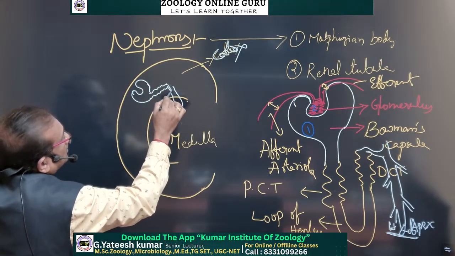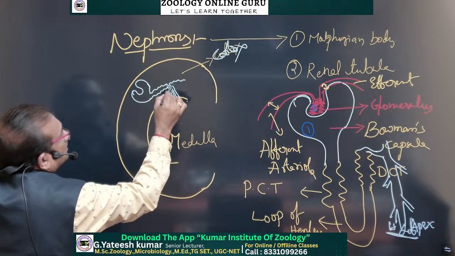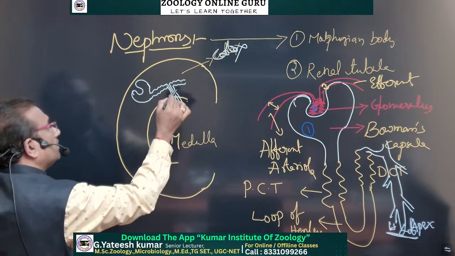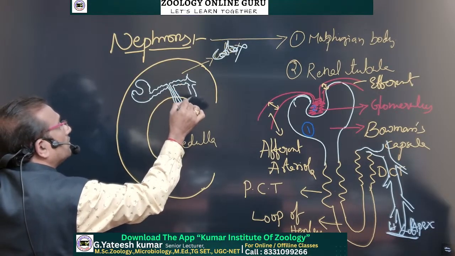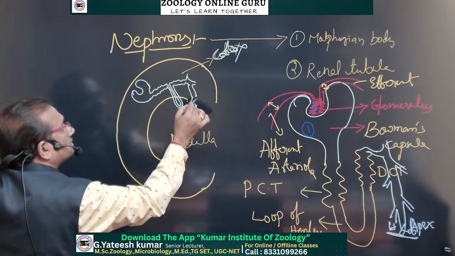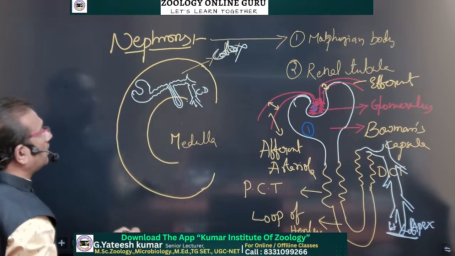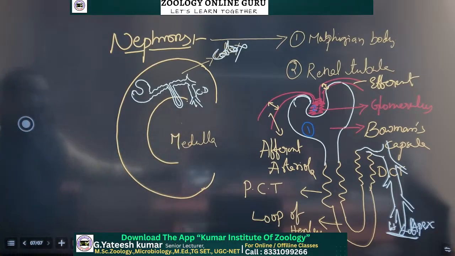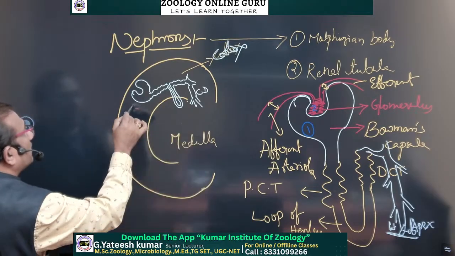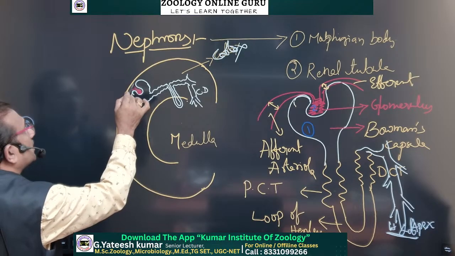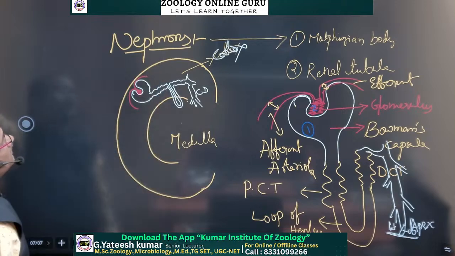There is a Henle's loop, and then the distal convoluted tubule. This tubule opens into a duct. This is called the collecting tubule or collecting duct. So here the major portion, and then the afferent arteriole enters inside and makes a glomerulus and comes outside. So this is the structure of the nephron.